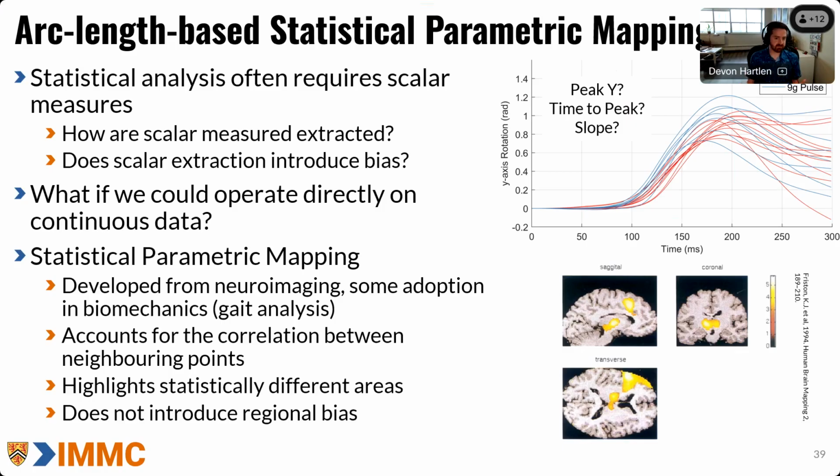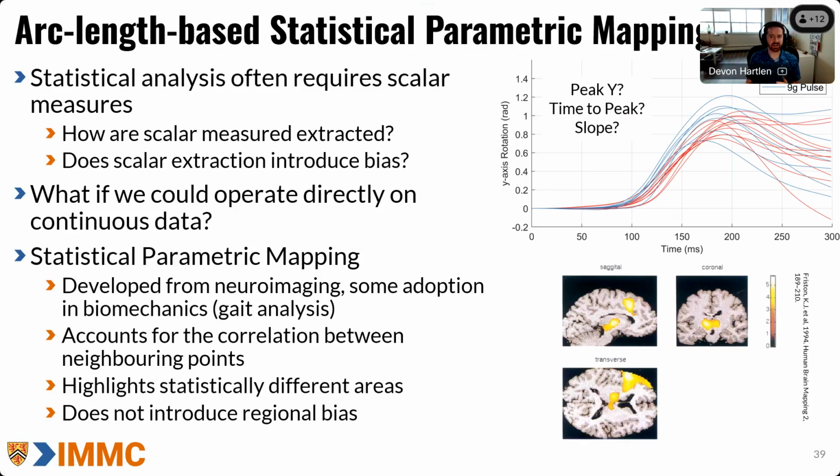And the answer is, there is actually a technique out there called statistical parametric mapping, which was developed for neuroimaging, and some of you in the biomechanics community might be familiar with its adoption in gait analysis through the program SPM1D. The advantage of statistical parametric mapping, or SPM, is that it accounts for the correlation of neighboring points. So instead of having to run like 100 t-tests on all the points, which can introduce the multiple comparison problem, we account for that correlation.